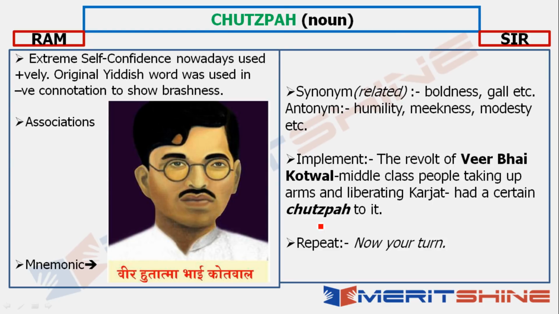Boldness, gall is the synonym for it. Antonyms: humility, meekness, modesty. Implementation: the revolt of Veer Bhai Kotwal, which was middle class people taking up arms and liberating Karjat. Karjat is near Mumbai, had a certain chuspa to it, right? Had a certain show of self-confidence to it. So let me tell you the story of Vittal Lakshman Kotwal, aka Veer Bhai Kotwal.